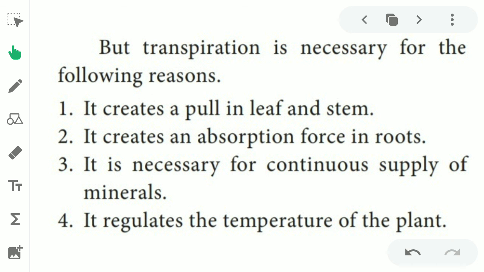Why is transpiration necessary? For the following reasons: it creates a pull in the leaf and stem. New water will reach the leaf and stem. That time only the plant will get more nutrients and minerals. It creates an absorption force in the root. Absorption will continuously go on, giving a continuous supply of minerals. It also regulates the temperature of the plant.